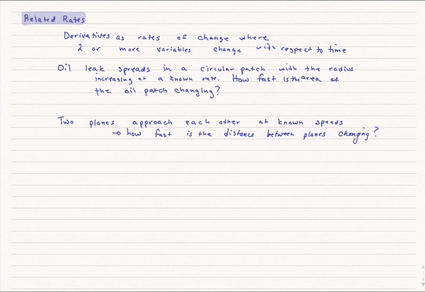An oil leak spreads in a circular patch with the radius increasing at a known rate. How fast is the area of the oil patch changing? Or I could have two planes approaching each other, each at known speeds. How fast is the distance between those two planes changing? Let's look at the first question.